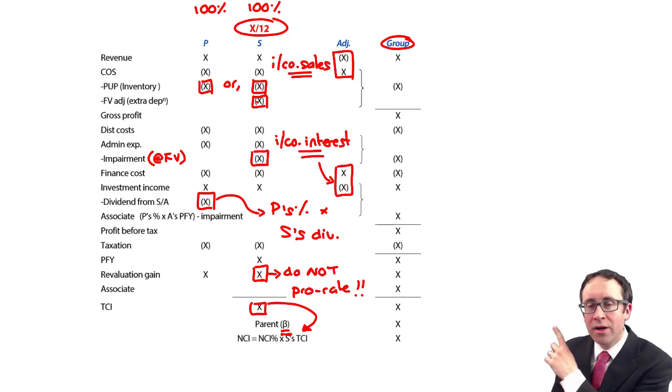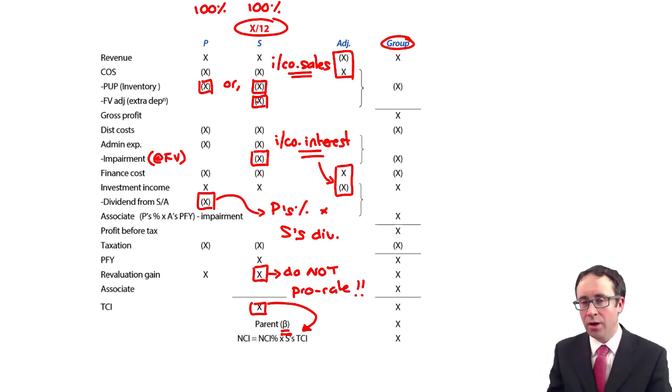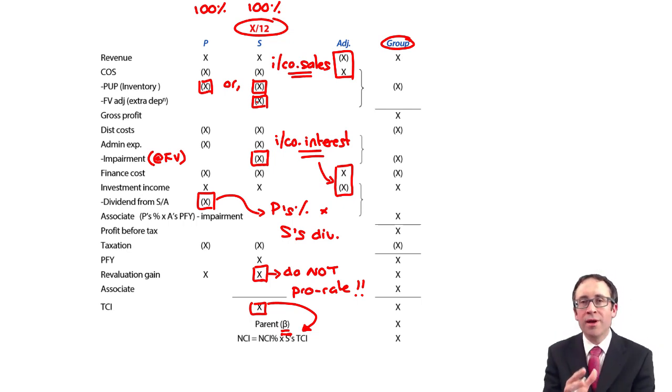Now, that all looks very complex, doesn't it? And there's a lot going on. But it does make any group statement of profit or loss question that little bit easier. So let's go through, work through an example to make sure that we're happy with how this pro forma works in full.